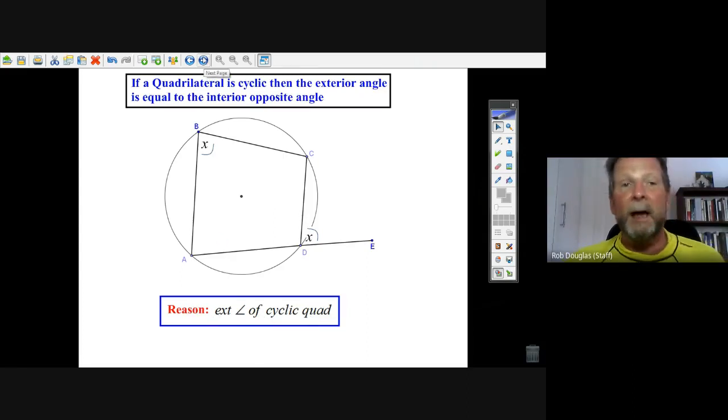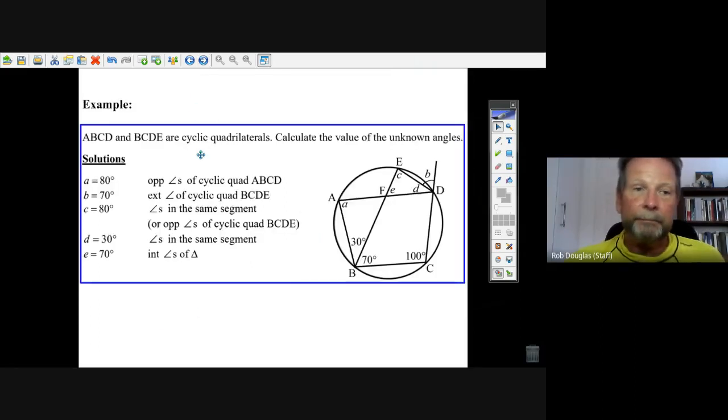So let's see how we would use this in a question. Here's an example from some textbook. Say you have this circle with all these letters you were supposed to figure out. You're given that ABCD is a cyclic quadrilateral, and that BCDE is cyclic. So you've got 2 cyclic quadrilaterals. Well, let's just go through it.